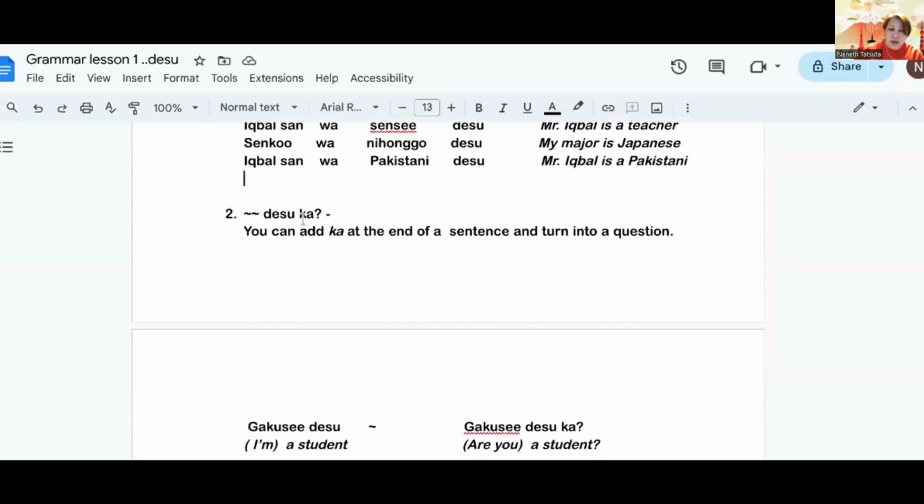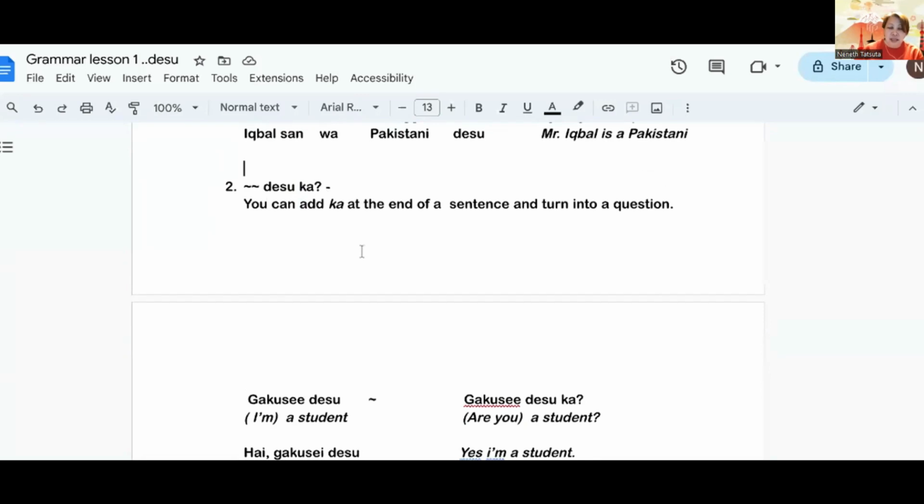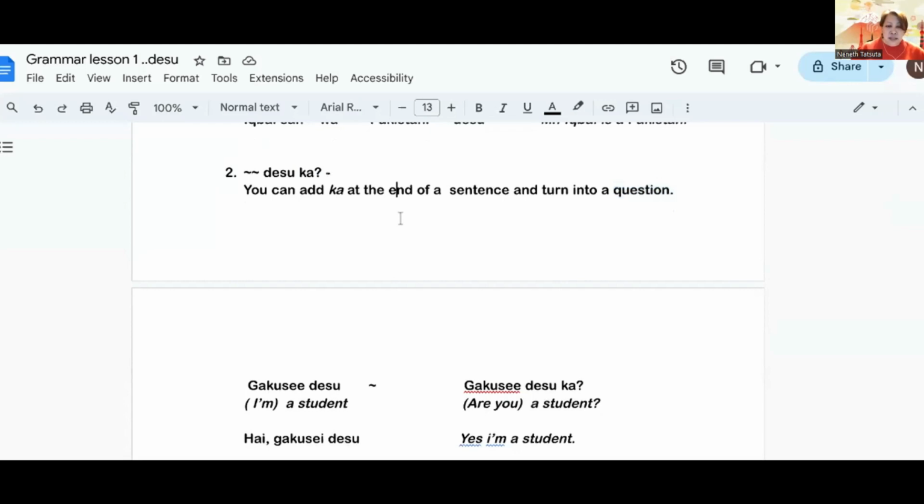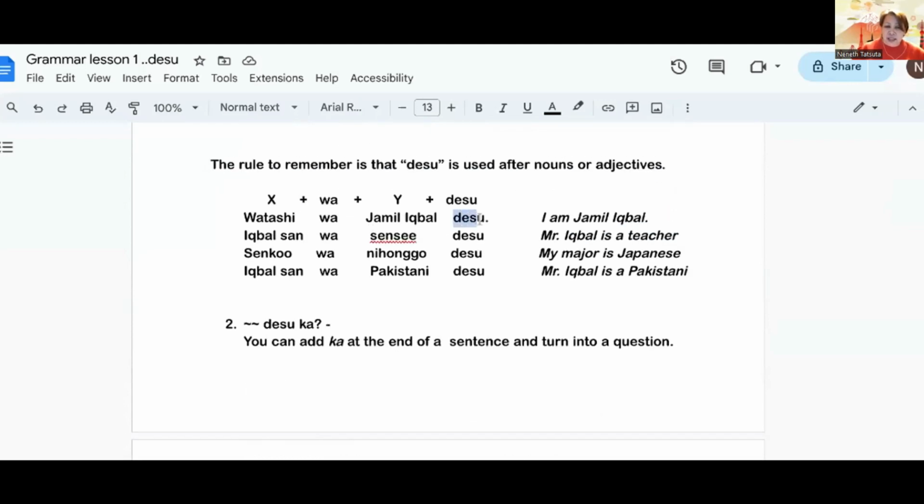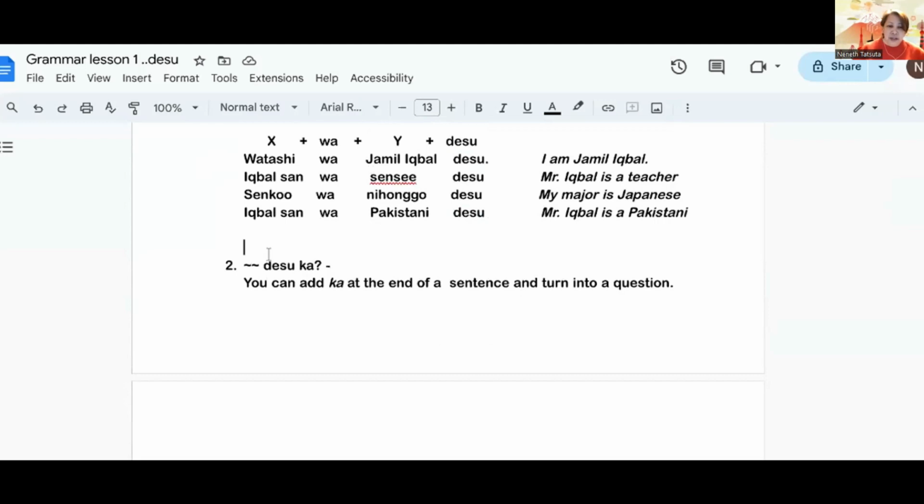Now, in the desu, you can add the ka. What did I say before? You can add ka at the end of a sentence and it can be a what? Question. It can be a question. Very good. Thank you, sir. Yes. If it is only desu, then it is a simple, normal sentence. Watashi wa Jamil Iqbal desu. That's all. But if you put the ka after the desu, automatically it will become a question.